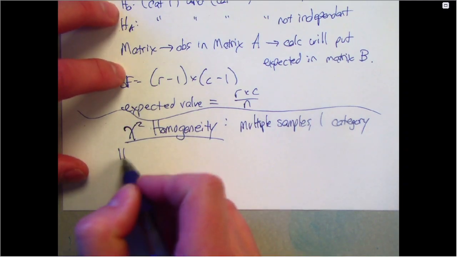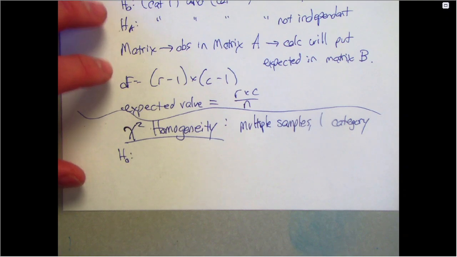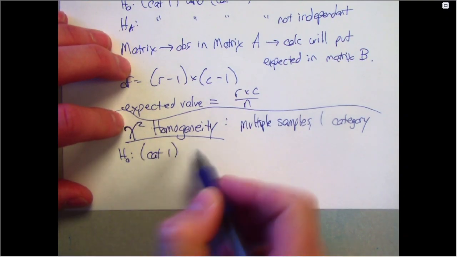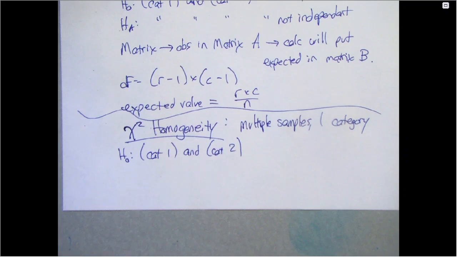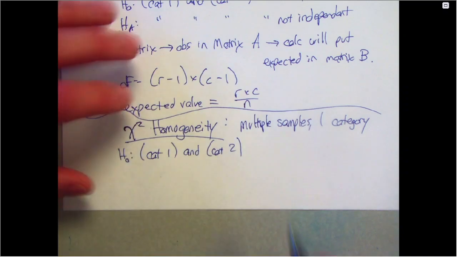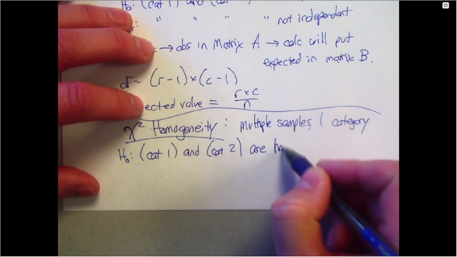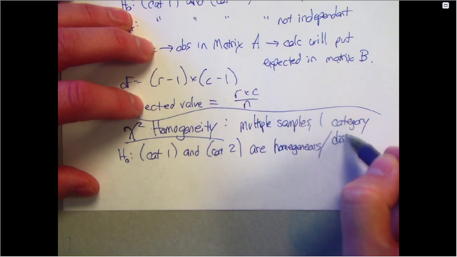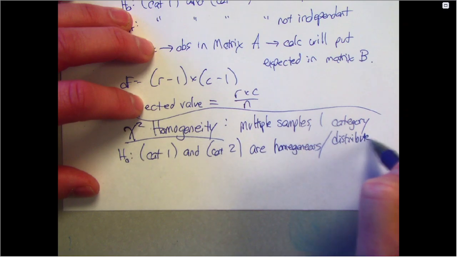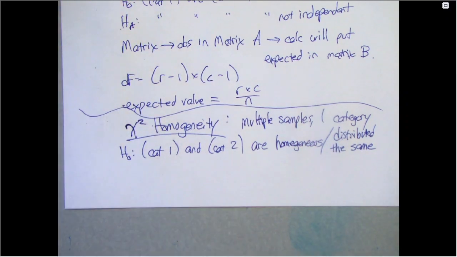So H0 would be that category 1 and category 2 are homogeneous, which means they're distributed the same. I'll go through what that means in a second if that's not clear, because it's probably not.